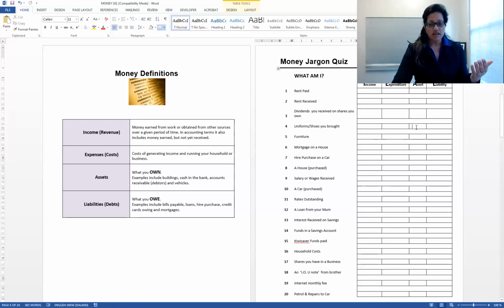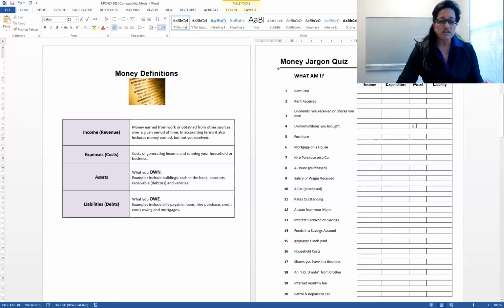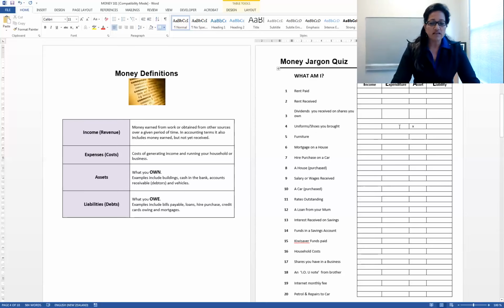So to me, as a result, the uniforms and shoes you bought should be noted as an asset. A lot of people put expense because they weren't 100% sure or classified it as just a cost. But from an accounting point of view, we would classify this as an asset. So just think about that as you're moving forward when you're considering the money jargon.